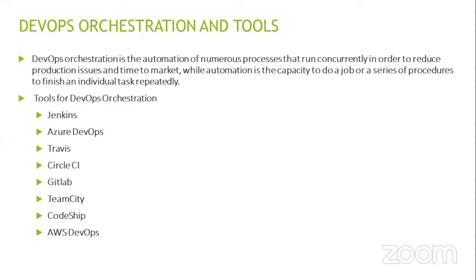To achieve DevOps, there are many orchestration tools available. Jenkins is one of the orchestration tools. Azure DevOps is an orchestration tool. Travis is an orchestration tool. Circle CI is an orchestration tool. GitLab is an orchestration tool. TeamCity is an orchestration tool. CodeShip is an orchestration tool. AWS DevOps is an orchestration tool. So these are the DevOps orchestration tools.